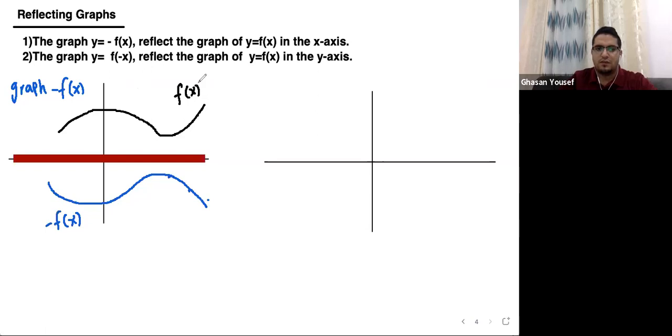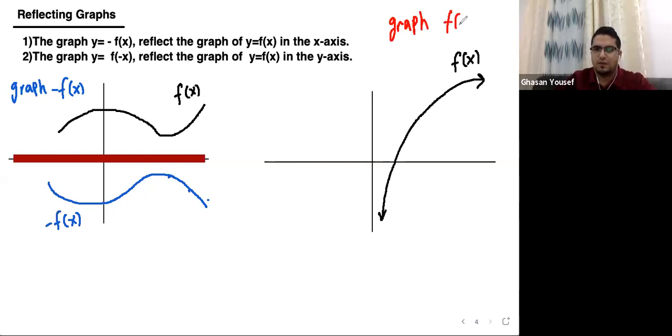Now to graph the function, suppose I have another function. The function is f of x like this. This is f of x. Now the question is graph the function f of minus x. So the minus is inside the parentheses. You go back here, the graph of y equal f of minus x. We have to reflect the graph of y equal f of x around the y-axis.